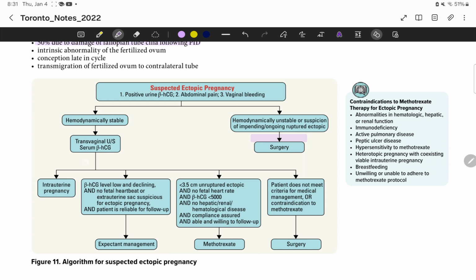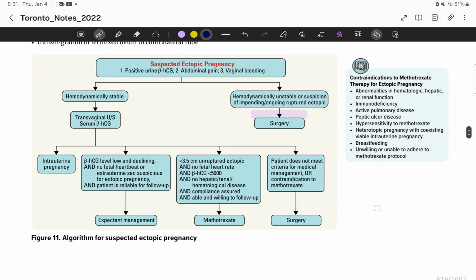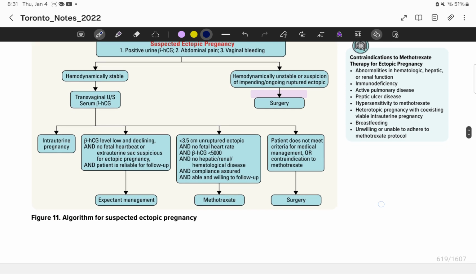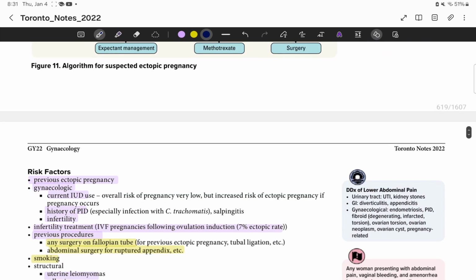So if stable, we are doing transvaginal ultrasound and serum beta HCG. So we are going for the next step of the treatment, and we will find out what to do in different kinds of situations.